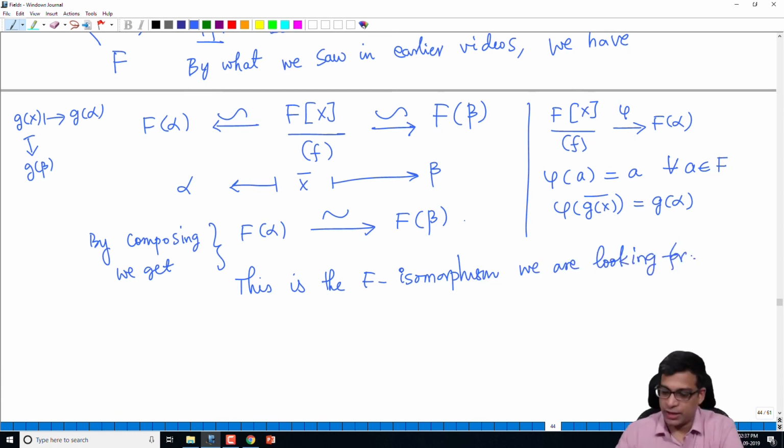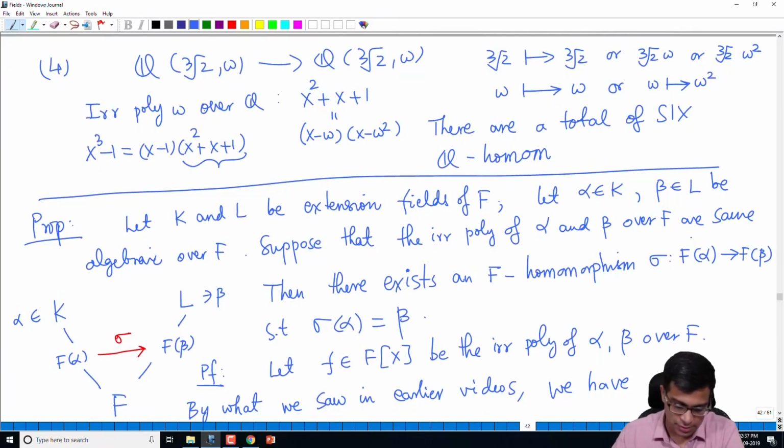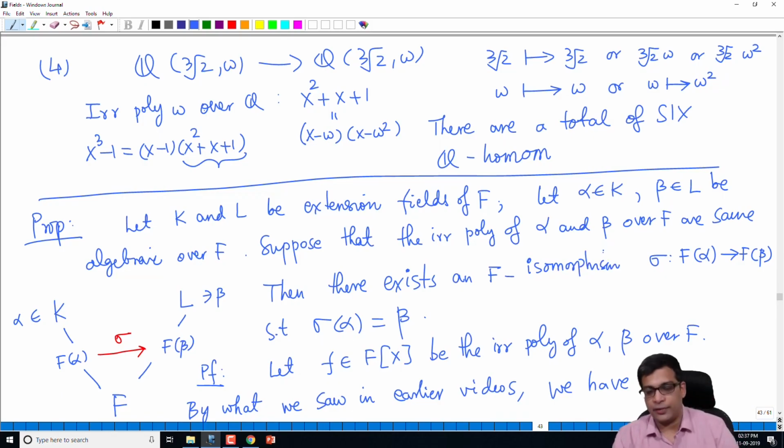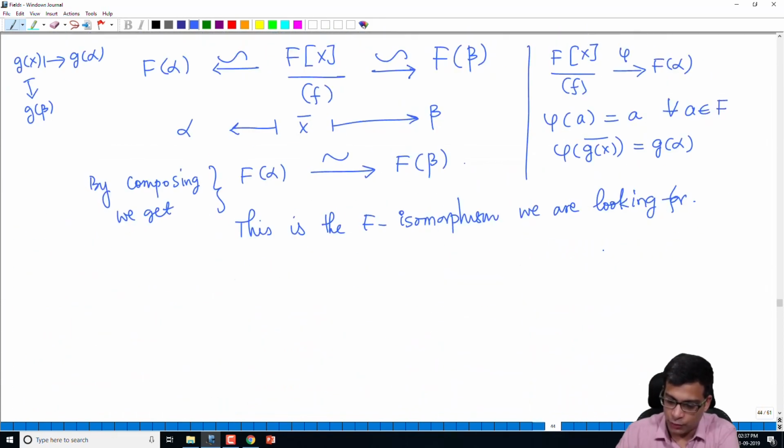So what I am trying to say is, let me actually amend this sentence here. The proposition is better than this. There is an F isomorphism. I haven't technically talked about F isomorphisms yet before, but this is exactly the same concept as F homomorphism. An F homomorphism is a field homomorphism which fixes F pointwise. An F isomorphism is simply a field isomorphism, that means it's an isomorphism of rings which fixes F pointwise. So this is the F isomorphism we are looking for.